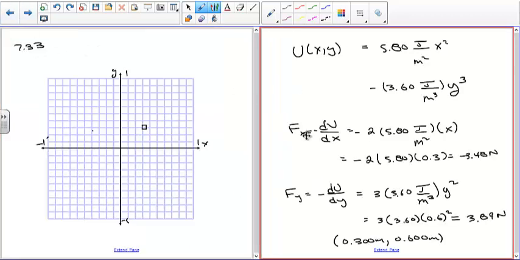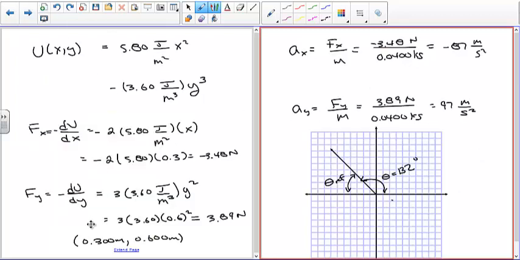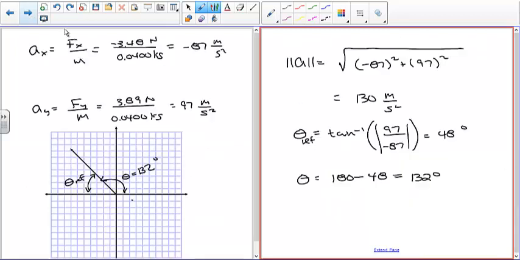So, what did we do here? We said we could figure out the components of the force by taking the derivative of the potential energy function with respect to x and y, assuming that when we take it with respect to x, the y is considered a constant. The same with the other one. Once we had the x and y components of force, we could calculate the x and y components of acceleration, and then we combined it into a single vector and calculated its magnitude and direction just using normal trigonometry.